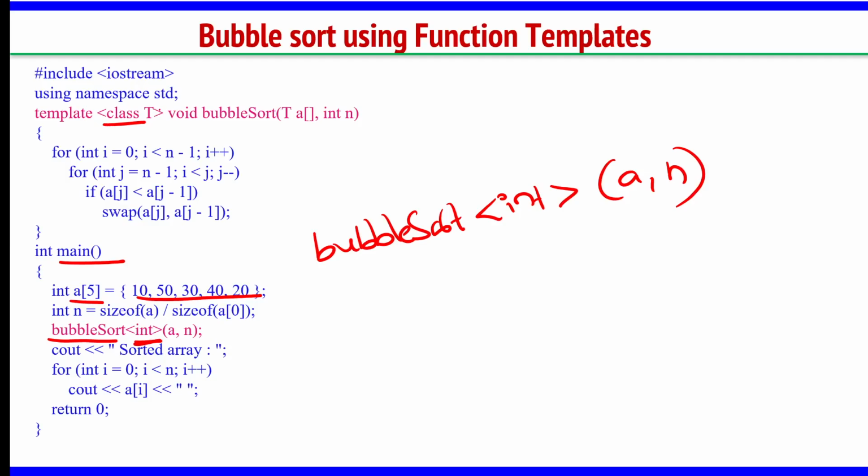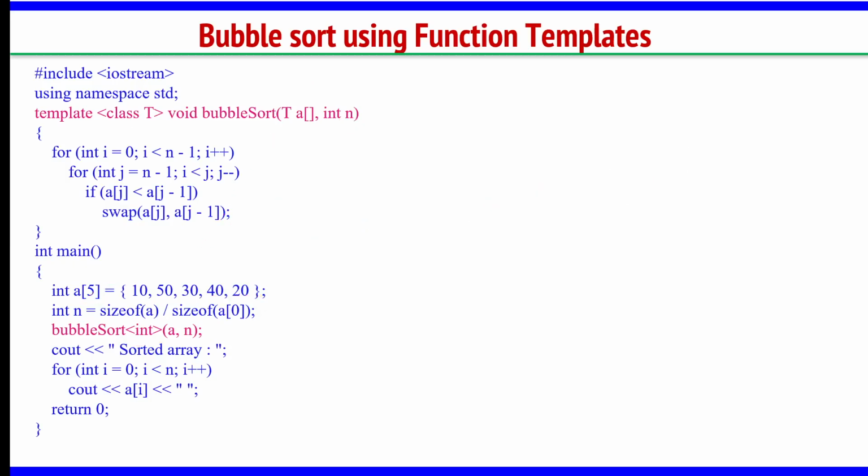template class T void bubbleSort, T of a and int n, so T is of array type. If I am sending an integer array, this T will take integer. If I am sending a floating point array, this T will be that particular data type. This is the normal logic of swapping, the sorting logic, right? This is just to demonstrate how we are using this.